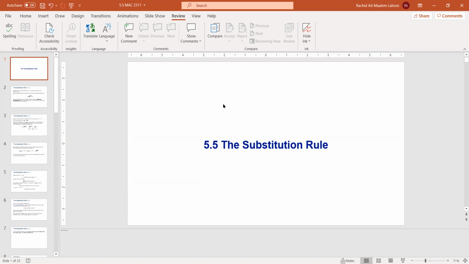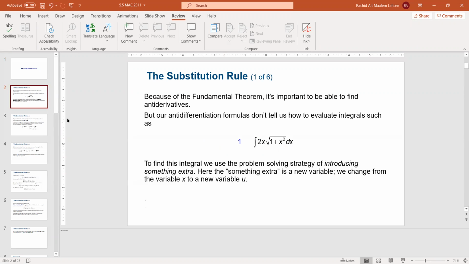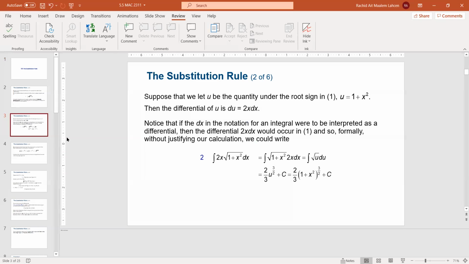This substitution rule, let's give an example here for this integral. This indefinite integral, when you look at the table, you're not going to see an antiderivative for it. The substitution rule will take care of it. So we'll explain in a minute what this substitution rule is.